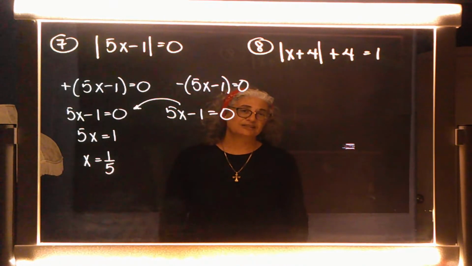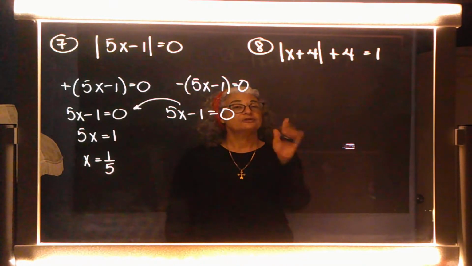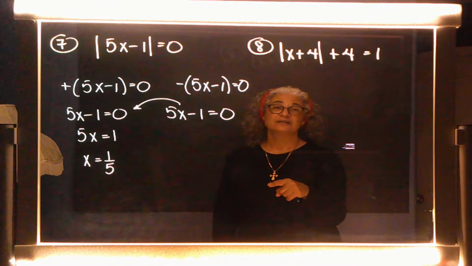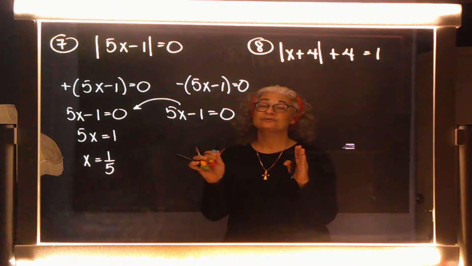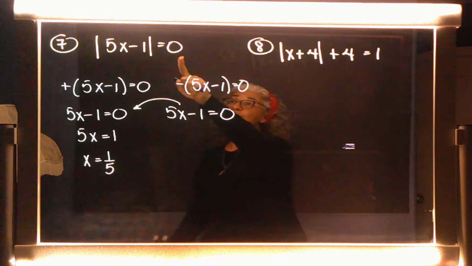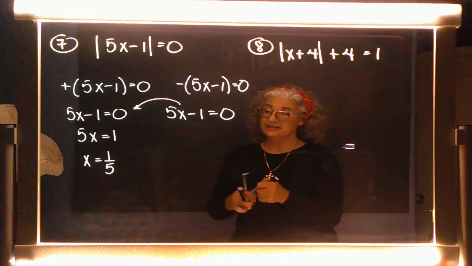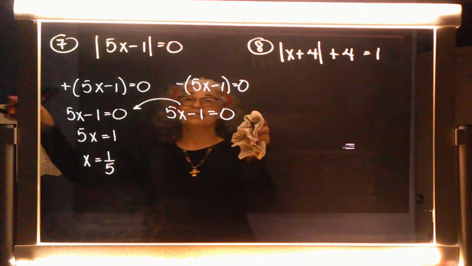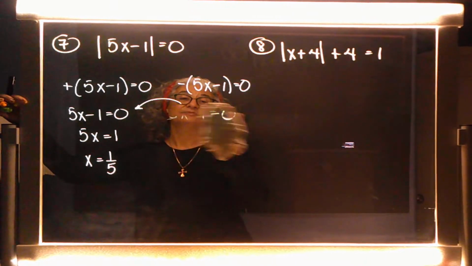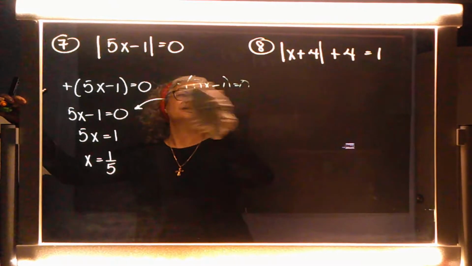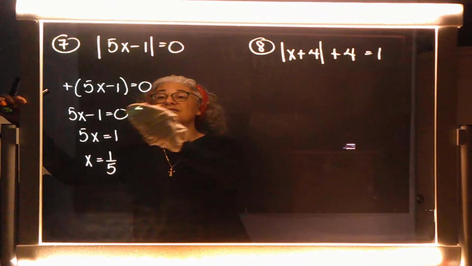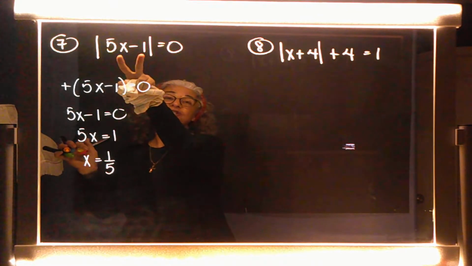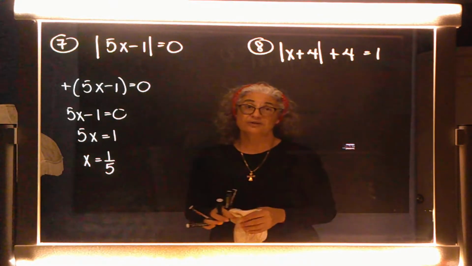No, why would I get a different answer? Okay, so here's the deal. When you have the absolute value by itself and it equals 0, in actuality, you don't end up with 2 equations. You end up with 1 equation. And that one equation is the expression inside equaling 0.